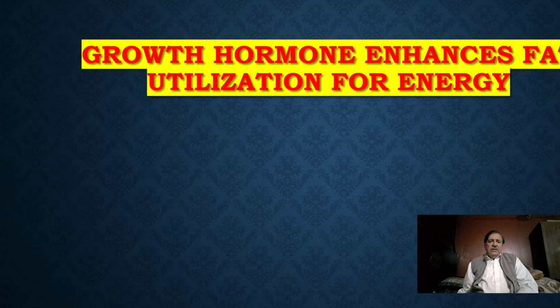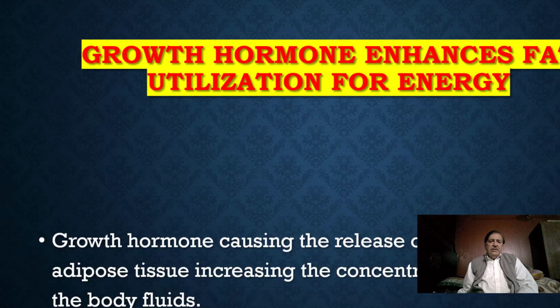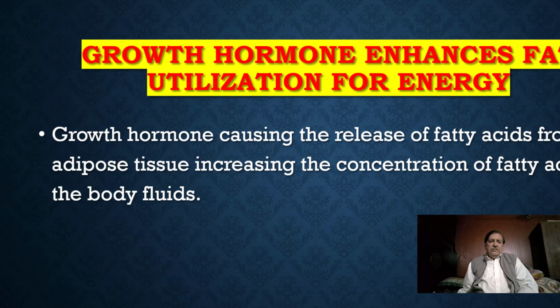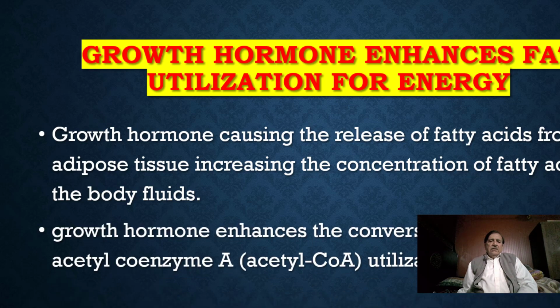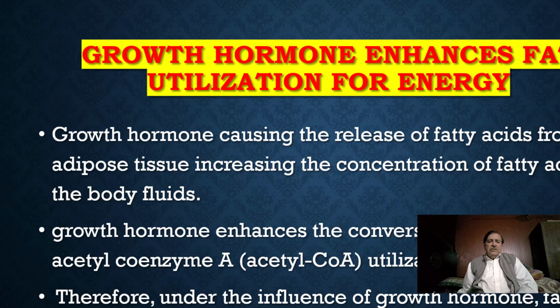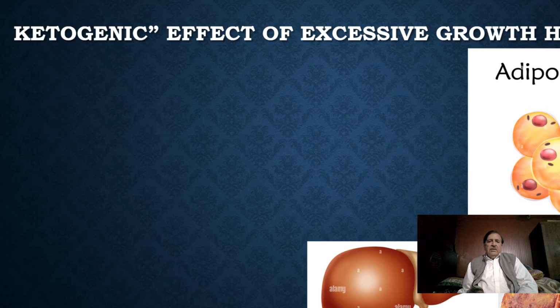Growth hormone enhances fat utilization for energy. Growth hormone causes the release of fatty acid from adipose tissue, increasing the concentration of fatty acid in the body fluid. Growth hormone enhances the conversion of fatty acid to acetyl coenzyme A and its utilization for energy. Therefore, under the influence of growth hormone, fat is used for energy in preference to the use of carbohydrate. Ketogenic effect of excess growth hormone.